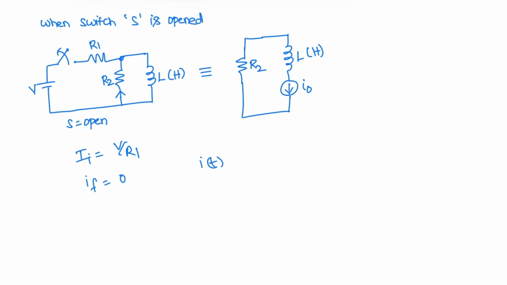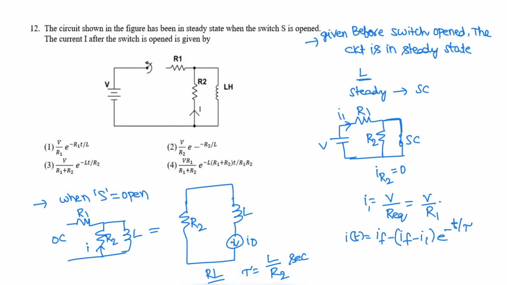The total current I of t is V by R1 e power minus t by tau, that is L by R2, or V by R1 e power minus R2 t by L. This is the expression for the current in the given RL circuit: V by R1 e power minus R2 into t by L. So the correct option is the second option.